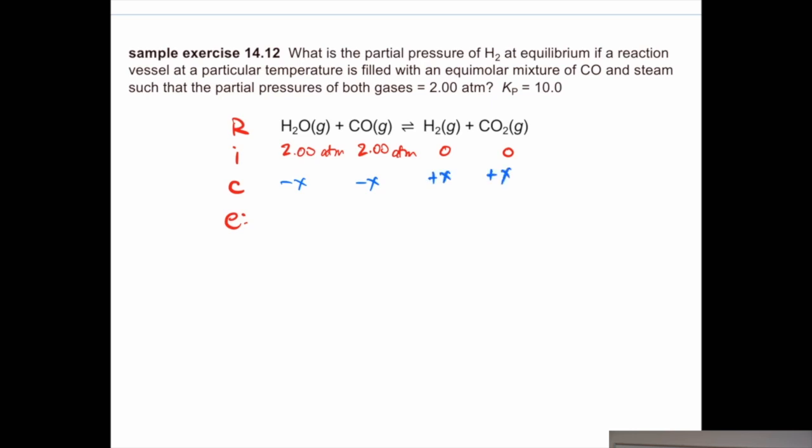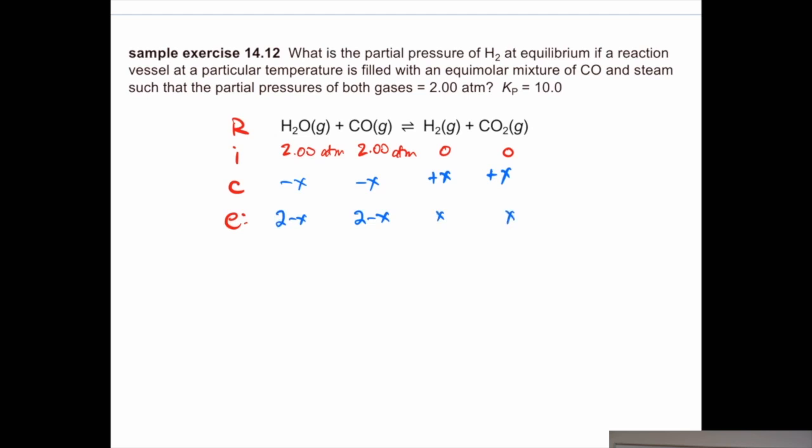Now, if there were coefficients here, if there were a 2 here, then this would be 2x. If there were a 3 here, then that would be 3x. Now we can figure out what we'll have at equilibrium. This is going to be 2 minus x. This is going to be 2 minus x. This is x, and this is x.